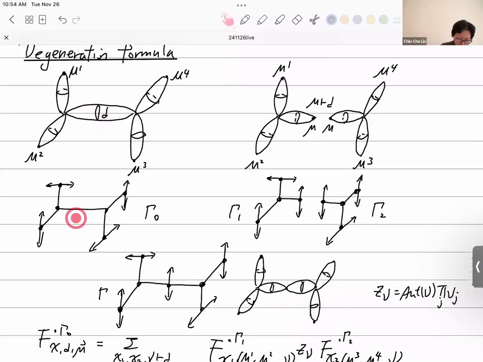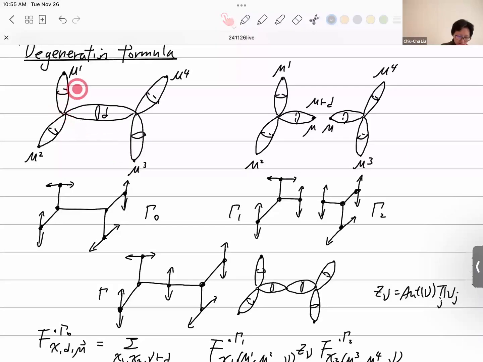This corresponds to the operation on the graph. You just remove this bivalent vertex and forget about the framing here. And the other way is to resolve it. It's just separated and we get this. So now the degeneration formula relates the formal relative Gromov-Witten invariants of the smoothing and the resolution.